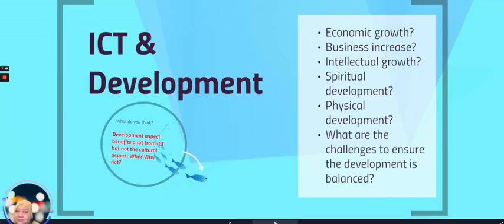Spiritual development, similar thing. If you learn to recite Al-Quran, for example, online, that will actually be something positive. Physical development, of course, when you talk about building, we have 2 categories here. If you are building a house, for example, you use ICT in order to do measurement.